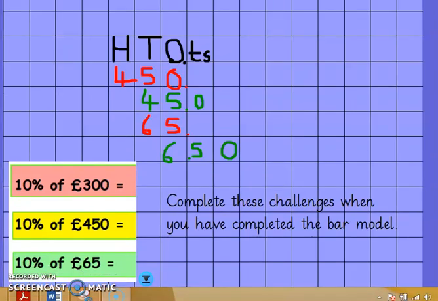Well done if you had a go at those questions. So the answers are here. 10% of 450 means I need to divide it by 10, so everything moves one place to the right, which gives me £45. 10% would have been £45. The next question says 10% of £65. Again, when you're dividing by 10, everything moves one place to the right, which means 10% would have been £6.50.